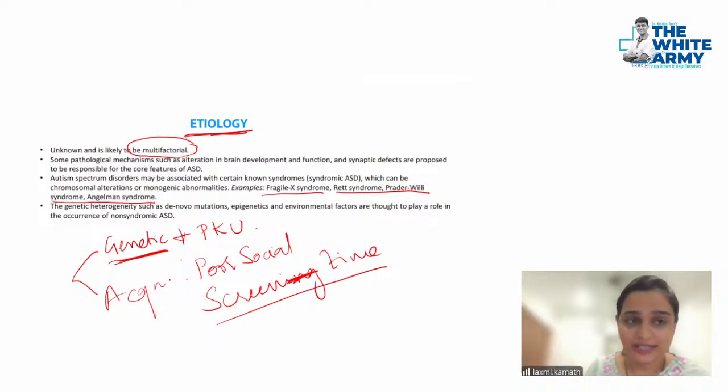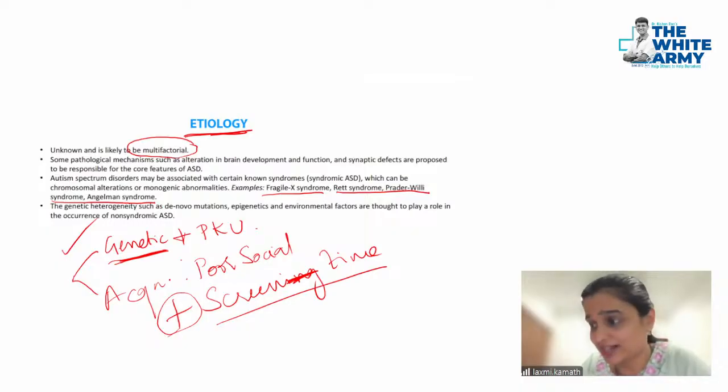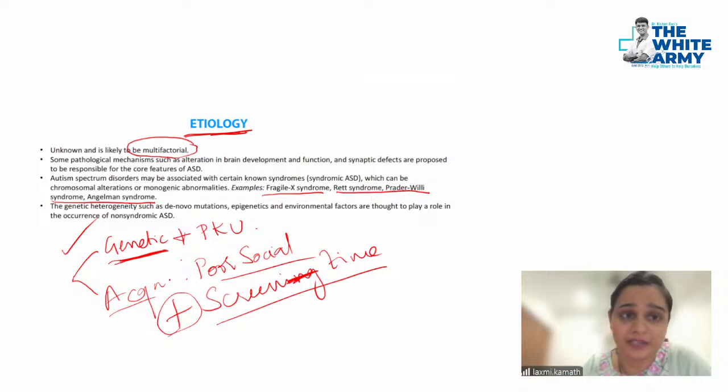So screen time has been associated with autism, but it has not been taken as a causative factor. That means if a child has one risk factor and you then give screen time to that child, the chances of triggering or worsening autism are very high. But yes, in the etiology, you can still write that acquired causes like poor social environment and screen time have been associated with autism spectrum disorders.